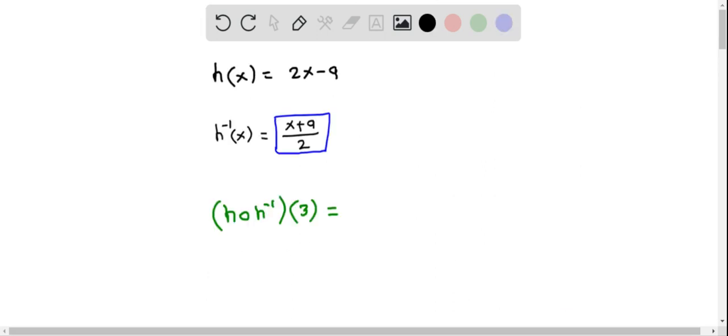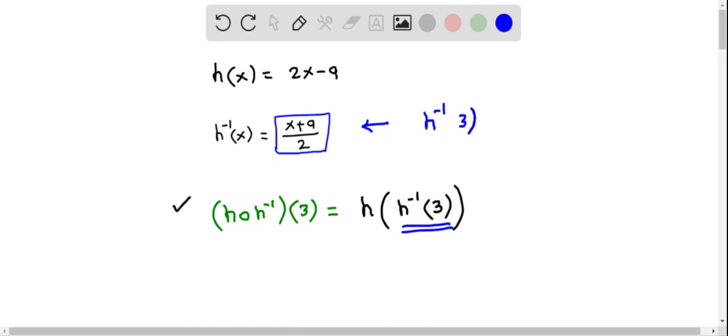We will now determine this composite function, that is h of h inverse of 3. So this can be written as h of h inverse of 3. So first we have to determine this h inverse of 3. This can be found using the h inverse of x function, which we have already determined. So I'm going to replace x by 3 in this expression. So when I do that, I get h inverse of 3, and this equals replace x by 3. So therefore it becomes 3 plus 9 over 2, and this equals 12 over 2 equals 6.